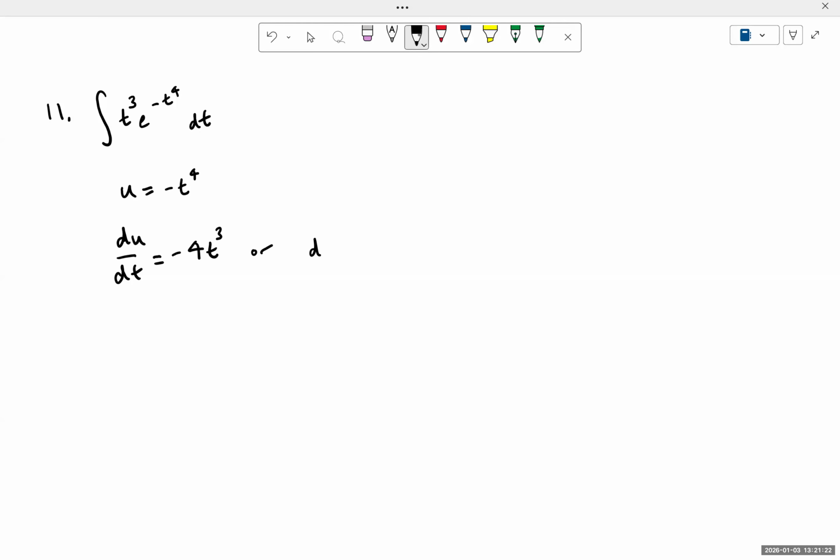So I can do du equals minus 4t cubed dt, or minus 1/4 du equals t cubed dt. Now I'm going to show you what I'm going to do, because I always do it this way. I'm just going to do it my way and then I'll do it the other way, right?